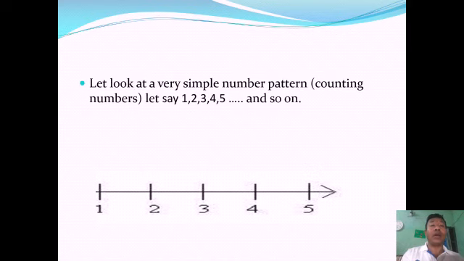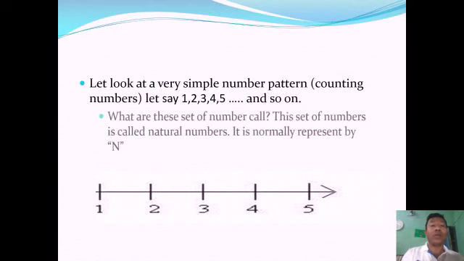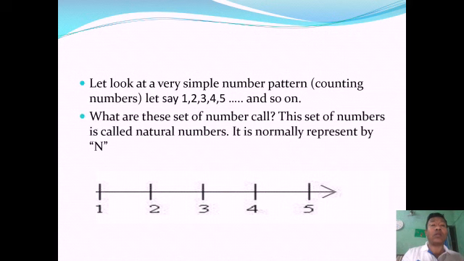Let us look at a very simple number pattern, a counting number. Let's say 1, 2, 3, 4, 5, and so on. What are these sets of numbers called? This set of numbers is called natural numbers. It is normally represented by N.